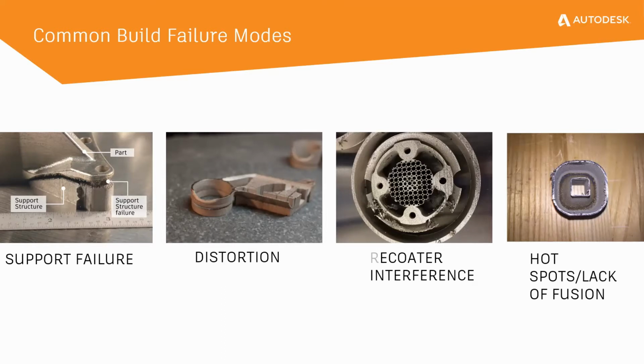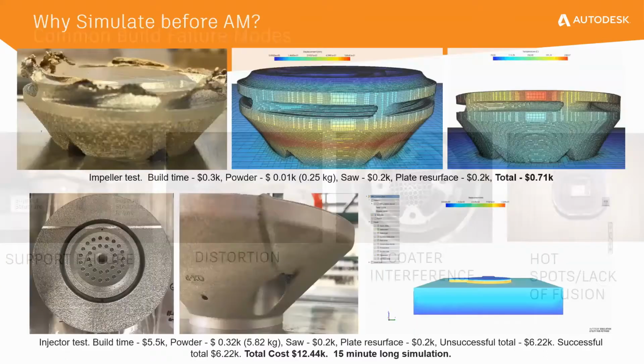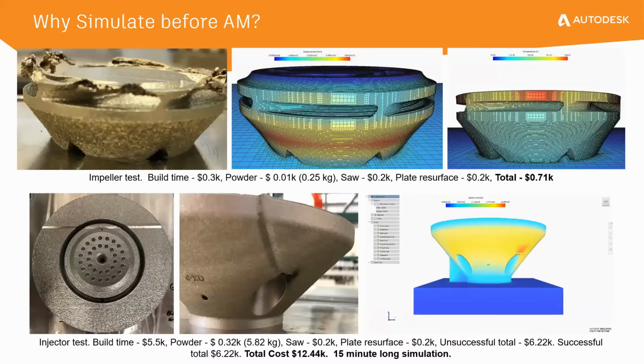And what can these failures cost? These are just some rough numbers in front of you, where a small part like this, printing it once can cost around $6,000. I'm talking about the example at the bottom. And then you print the part, you manufacture it, you see what the problem is, you then make the right corrections, and then you print again. And then the total cost becomes around $12,000.